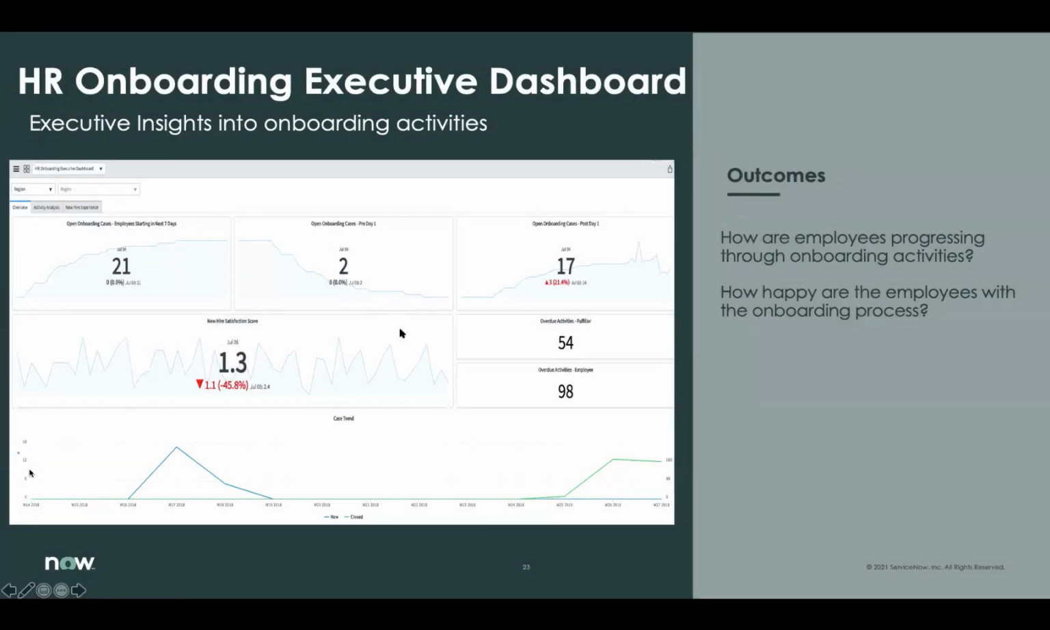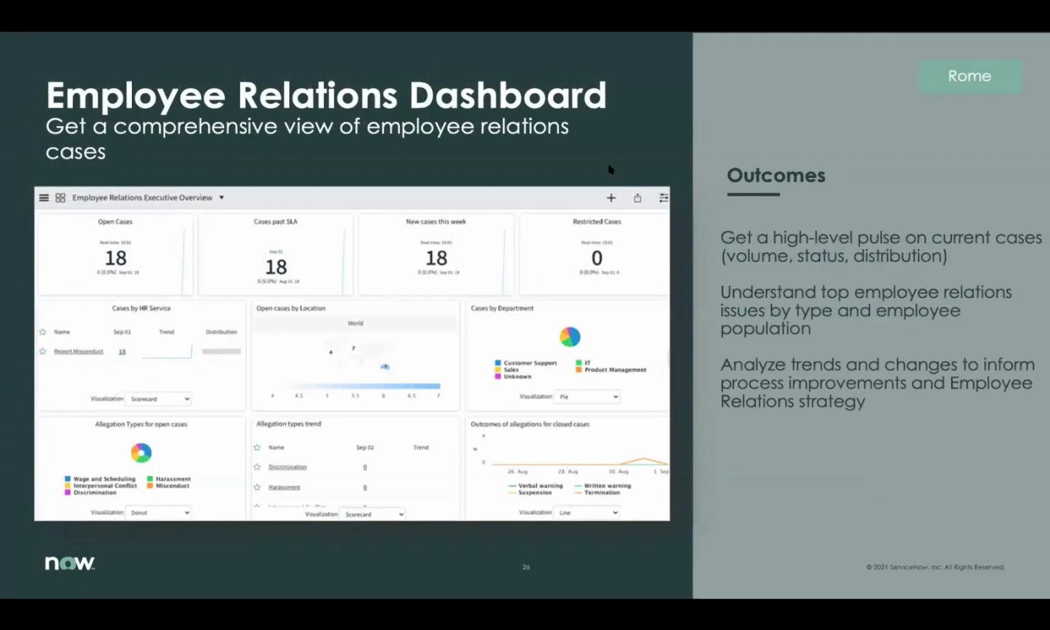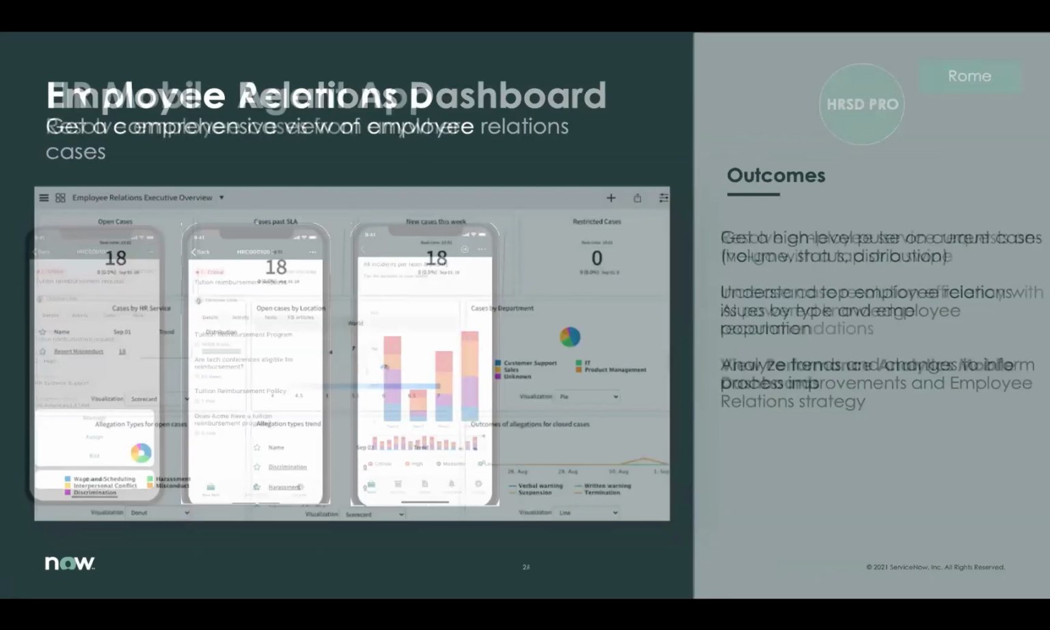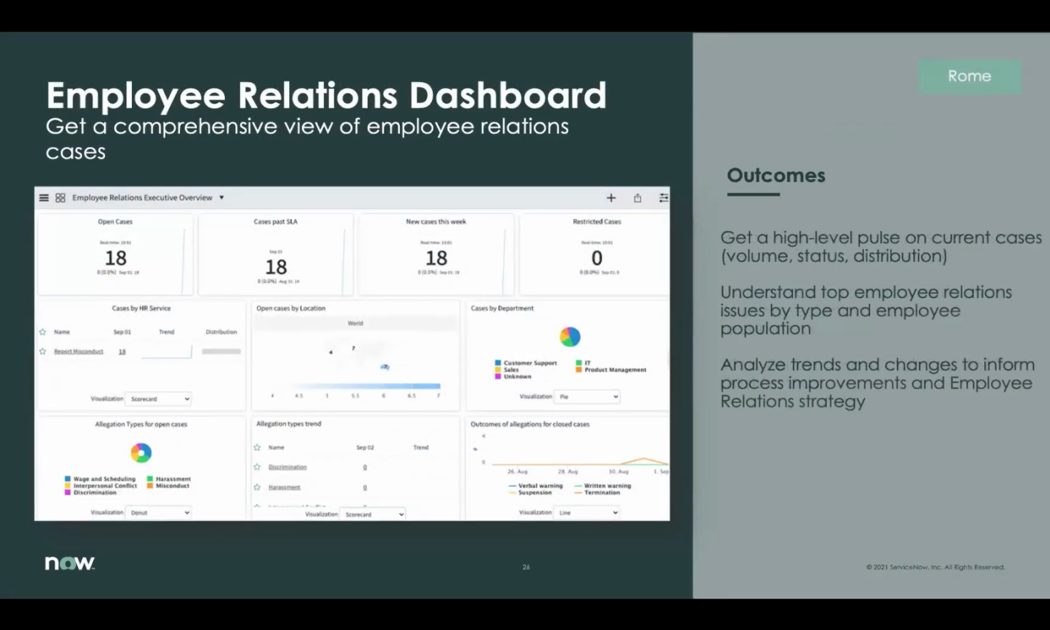So that's a little bit from just an onboarding activity. This says Rome. This should actually correct this. This is in Quebec. In Quebec, we introduced a new dashboard called the employee, oh, I apologize, the employee relations dashboard. And so this is great because this allows us to get a comprehensive view of really all the sort of the allegations that are going on in the organization.